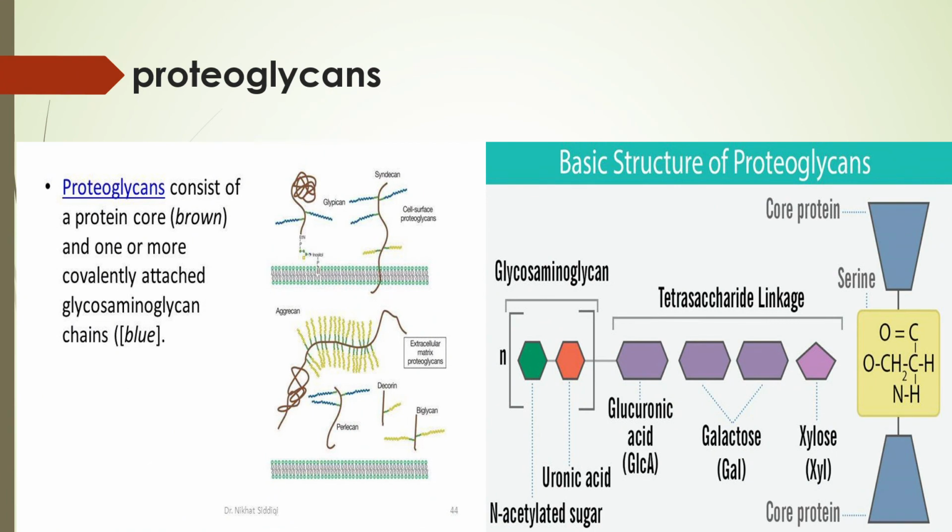Proteoglycans. Proteoglycans, all of the glycosaminoglycans except hyaluronic acid and heparin, are found covalently attached to protein, forming proteoglycan monomers. A proteoglycan monomer found in cartilage consists of a core protein, as you can see here, which is brown in color, and covalently attached glycosaminoglycans, which are blue in color as labeled here. And here is the basic structure of proteoglycan.